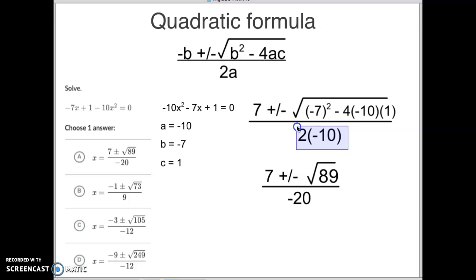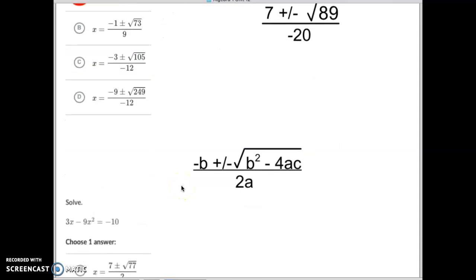And then on the bottom, what is 2 times negative 10? Well, that's negative 20. Now, if you get to this point and you can see your answer up here, hey, letter A, you're done, and that's all you've got to do. But sometimes it's not so simple. So let's go through another one.